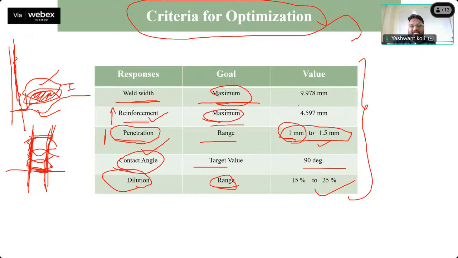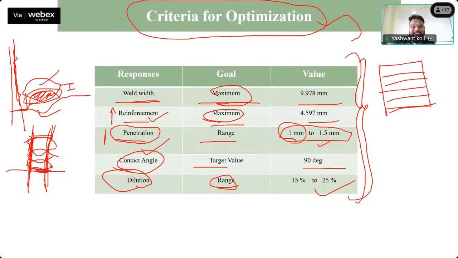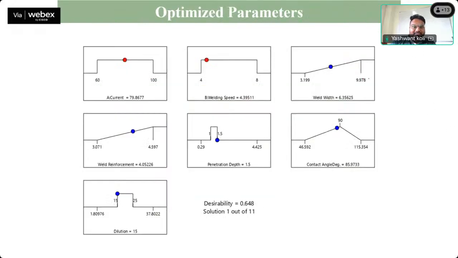Because if the values are in range and you have to extract other samples also, like tensile, hardness and corrosion samples, we have to take into consideration the final dimensions of the WAM component. The final dimensions of the WAM component should be according to the criteria, then only that can be achieved. So this is the optimized parameter set that my student has obtained: the optimized current, welding speed, this is the width, this is the reinforcement, this is the penetration, contact angle, and dilution.